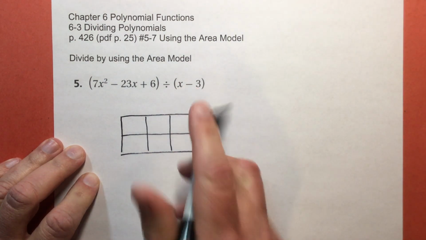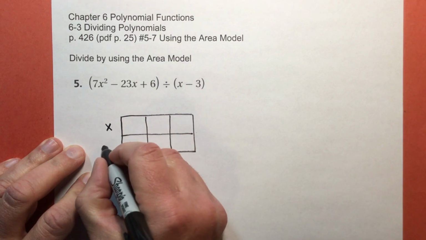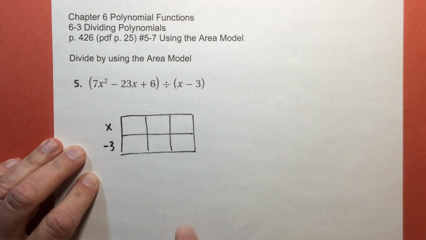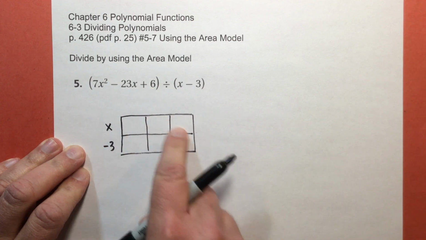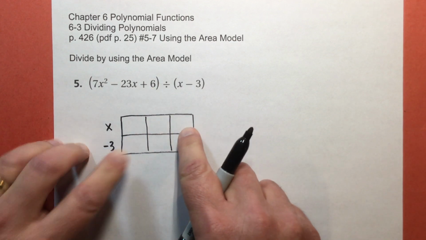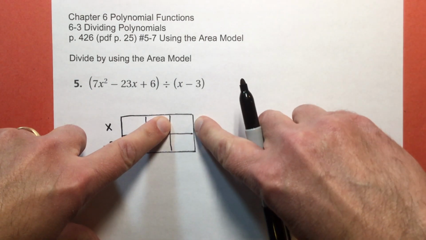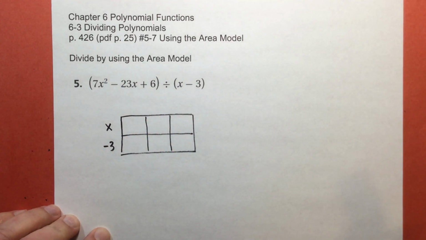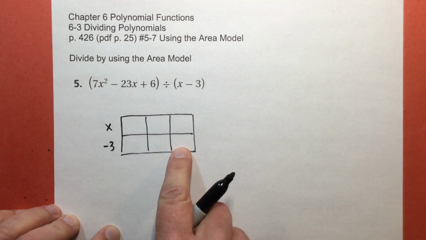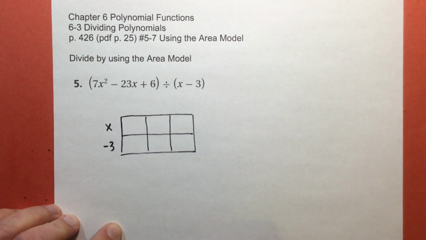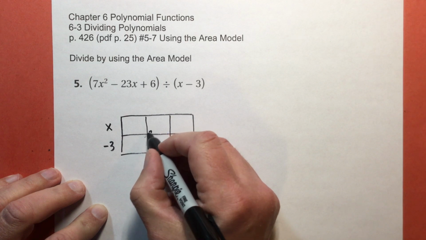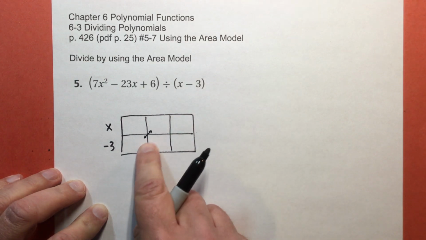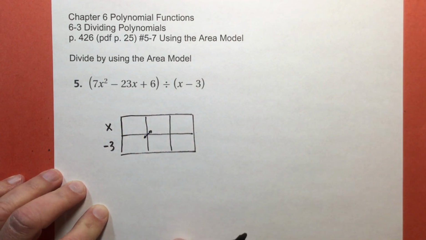I'm going to take my x subtract 3 and I'm going to put it right here. Now this 7x squared subtract 23x plus 6 goes in here. This box right here is probably going to be my remainder. And this one is probably going to be empty, so that's okay. These two together are going to add up to negative 23x.